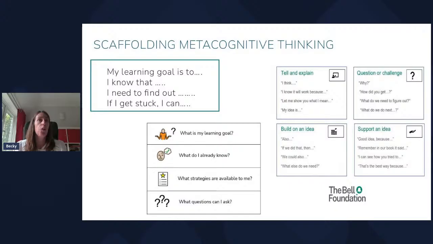What do I know? What do I bring to this? What do I need to find out? And what's available to me if I get stuck, or if something is tricky? Having question prompts there to keep that cycle going. What's my learning goal? What do I already know? What strategies are available to me? And having speaking frames are a really useful tool as well.